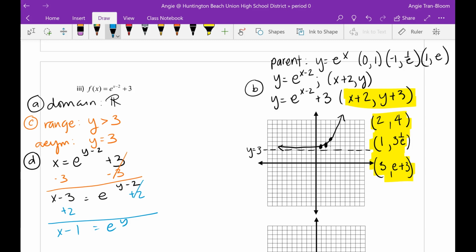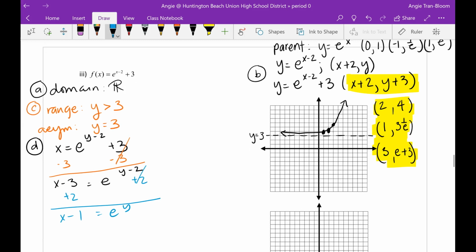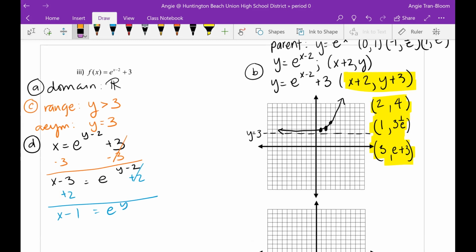Is that okay to do that? The answer is no, okay? No, no, no, no, no. Because this 2 belongs to the y. So then what you did there was you added the 2 to the x minus 3. So that's not okay.